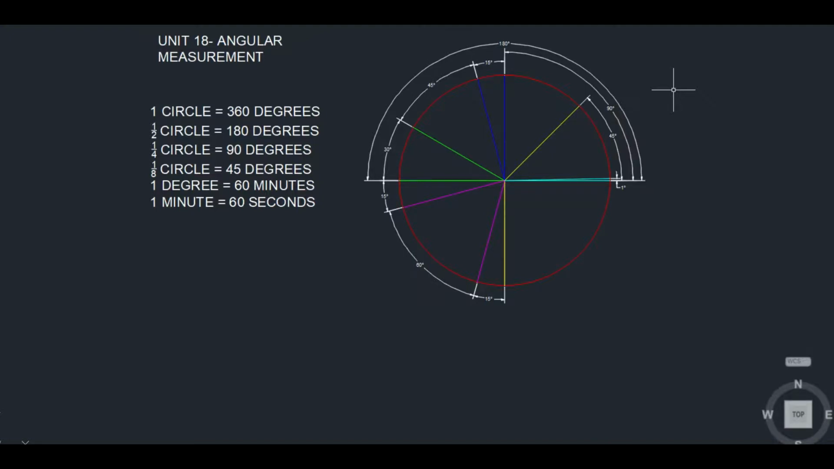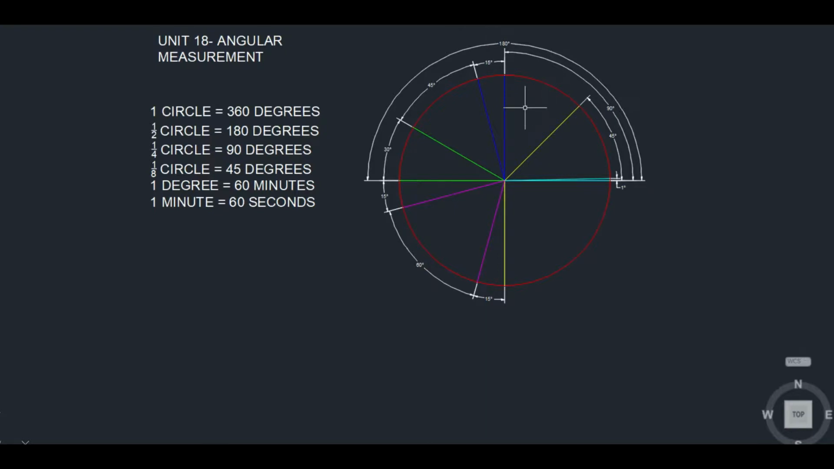In Unit 18, we look at angular measurement. Angular measurement deals with your spacing around a theoretical circle. A complete circle has 360 degrees. If you cut a circle in half, like you have here, it is 180 degrees.